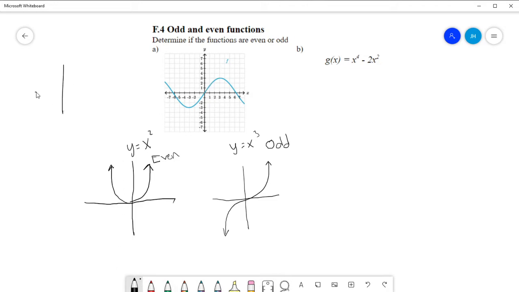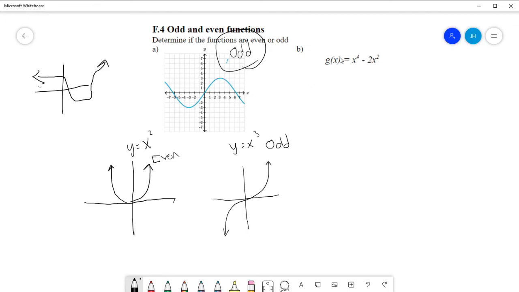For example, this function right here that I'm drawing, this guy is neither even nor odd, right? Because it's not symmetrical and it's not the same thing upside down. But this guy right here, you can see it's going up, it's going down, the exact same pattern, so this one is odd.